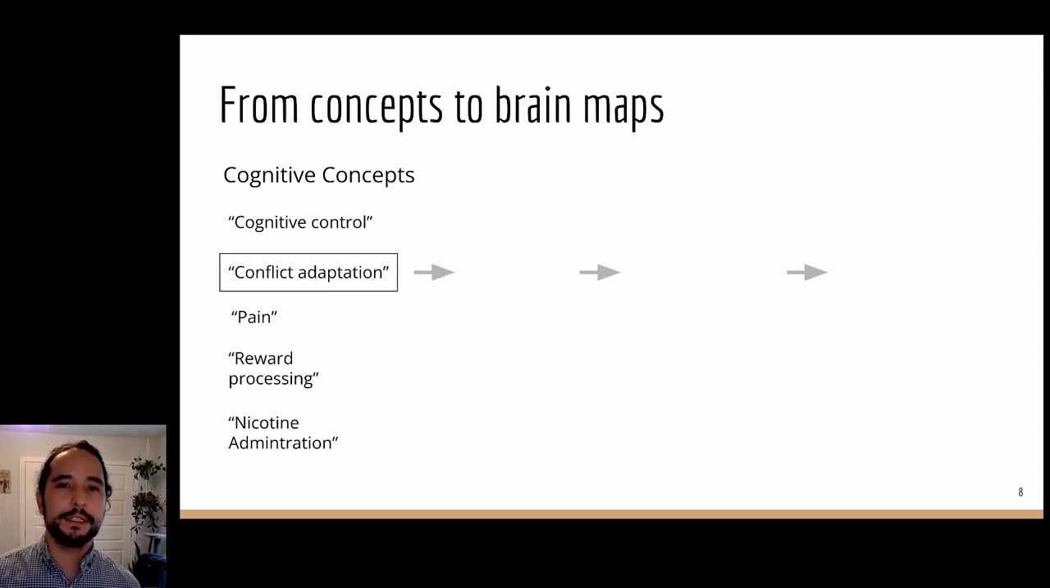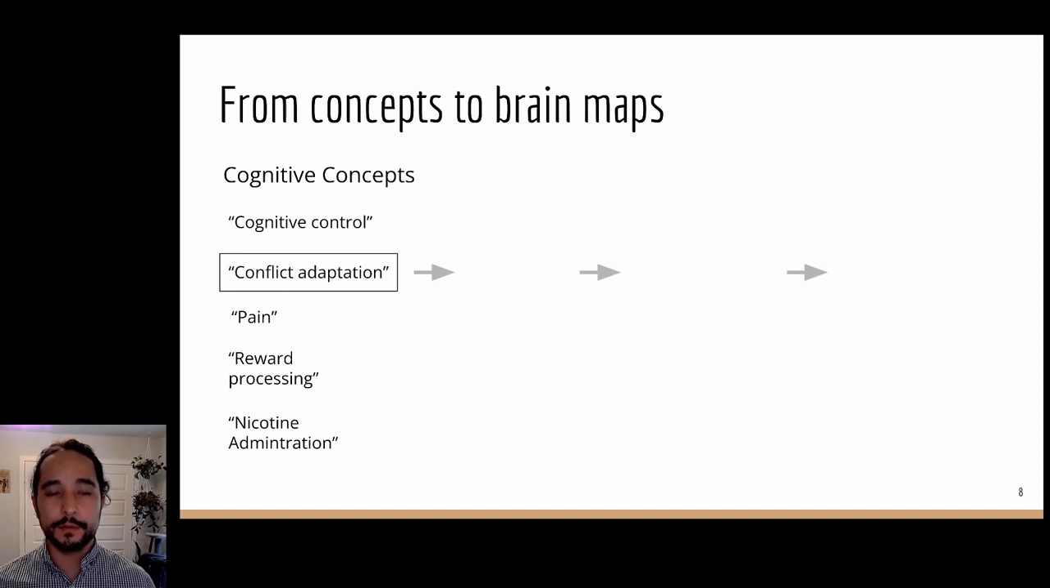And the way we typically answer these questions is by going from concepts to brain maps. So we want to map cognitive concepts to different brain regions, right? So typically we start with cognitive concepts. So we have different theories about different concepts that we think are different processes that are involving different regions. So we have ideas of what these may be.